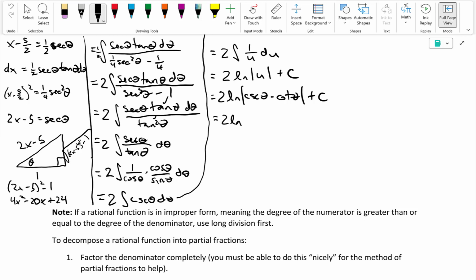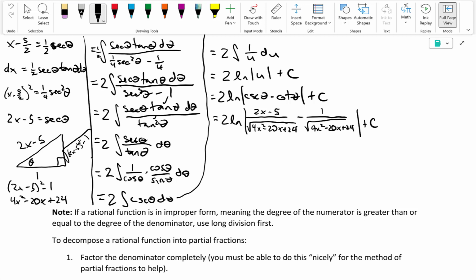We've got a 2 times natural log, in absolute value here, cosecant theta would be hypotenuse, 2x minus 5, over opposite side, so the square root of that 4x squared minus 20x plus 24. And then minus cotangent would be adjacent 1 over opposite, so that same square root, 4x squared minus 20x plus 24, plus c. And if you were doing this on a test in class 7.3, whatever, you can kind of stop there, right?